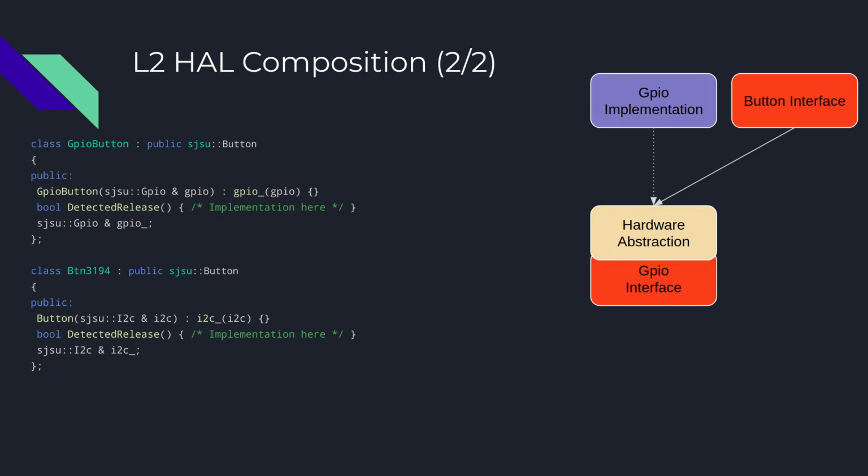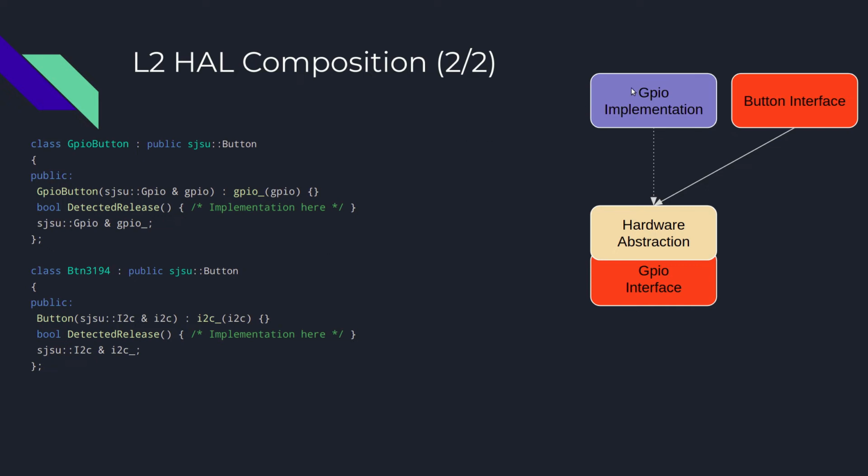So if that ever happens, when we realize that we have two things that basically do the same thing, and they seem so similar that they could literally be underneath the same interface, well, we should make a new interface. So here I made this new button interface. I don't really show it here. You can obviously expect that it has a detect release. But it's here as a way to say this hardware abstraction, this GPIO button or button 3194, must abide by button, such that if anyone else needs a button for their code, well, they have it.